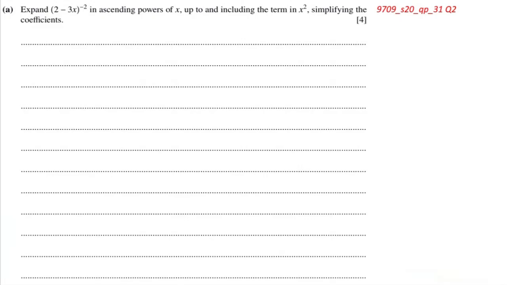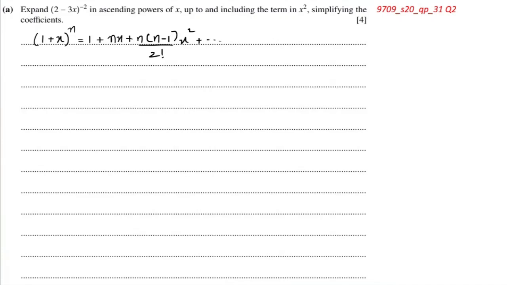Expand 2 minus 3x to the power of minus 2 in ascending powers of x up to and including the term in x squared, simplifying the coefficients. So this is part of the binomial series expansion question. There are some key conditions when you go for the binomial series expansion. You must know that the first term must be 1. This is the form which we use in binomial series expansion. It goes like 1 plus nx plus n times n minus 1 divided by 2 factorial x squared plus dot dot dot. This formula is given in the official MF19 formula booklet as well.